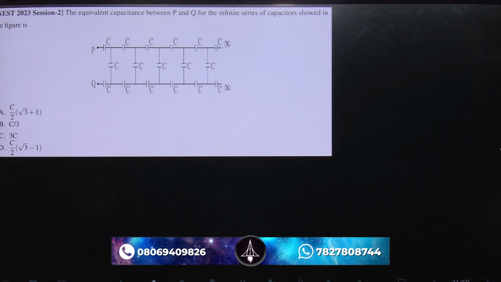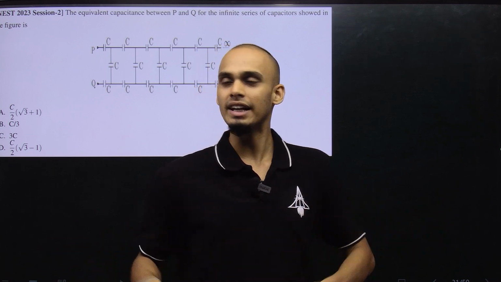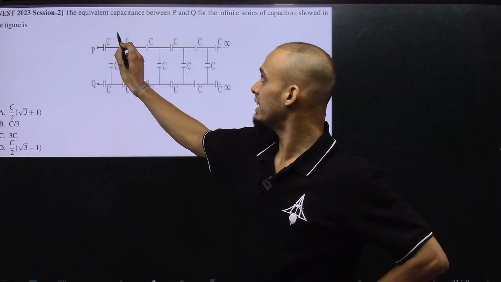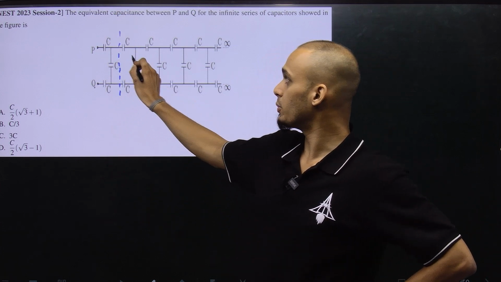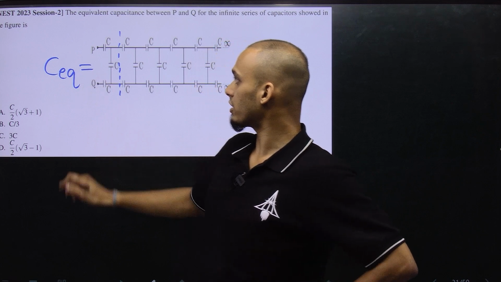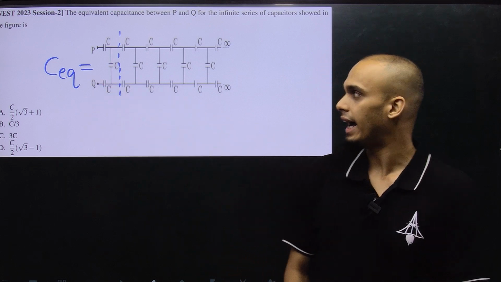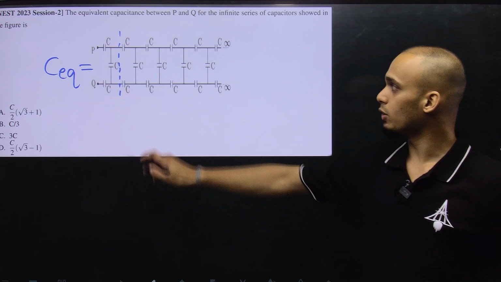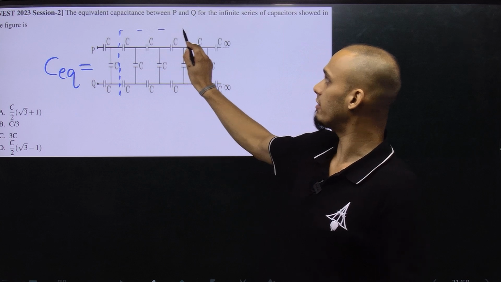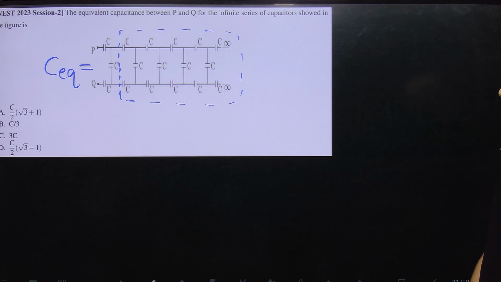Next question, we have an infinite ladder of capacitors. Now, the recipe for solving any infinite ladder problem is very, very simple. Look for the unit that keeps repeating. Take one unit outside and divide the entire circuit into that one unit and the rest of the circuit. Let's call the entire capacitance C equivalent. So the entire infinite ladder will give us a net capacitance of C equivalent. And now we can reduce the entire rest of the circuit also to C equivalent, because since it's an infinite series, the rest of the circuit is exactly the same as the initial circuit.